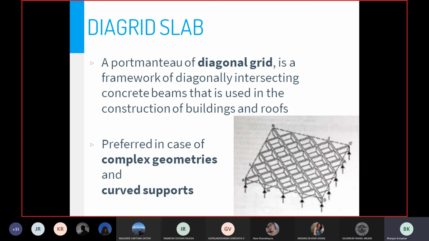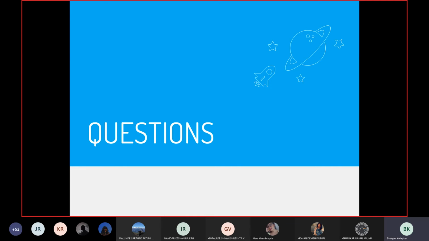Waffle slab itself is a little complex, and you really don't want to further provide a diagonal grid and then make it more complex. But if your support is not orthogonal, if it's not a regular grid of columns in both directions, if it's a curved support or complex geometries, it is only in that case you can look at the use of diagrid slabs. Otherwise, provision of waffle slab is more than enough. So I believe this is all that we needed to know about grid slabs. If you have any questions, we can discuss them. Else we can jump on to the next topic.